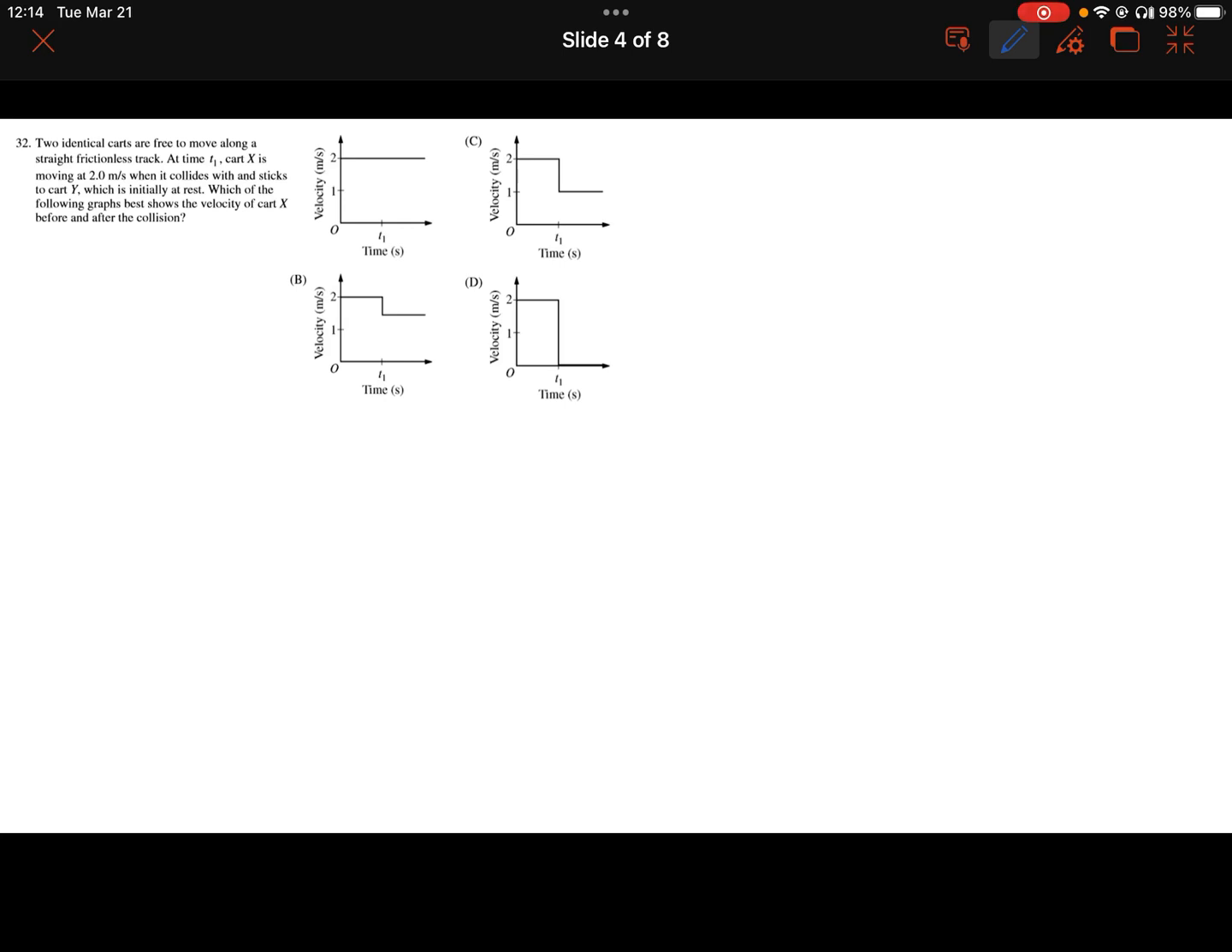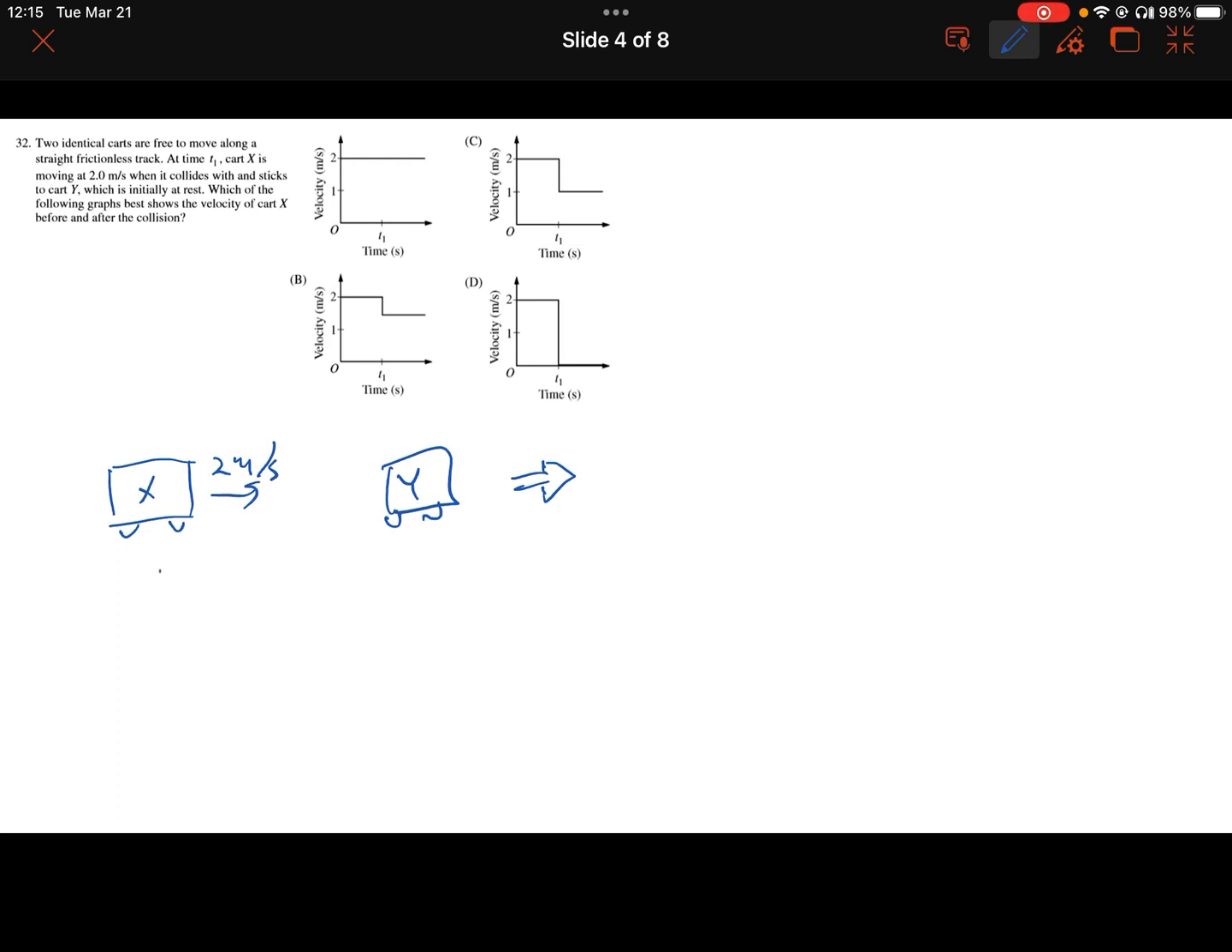Cart Y would have a momentum of 0, and we could actually solve for some numbers and determine the velocity that way. But again, it's easier to just think about this qualitatively. So if this is my cart X, it's moving at 2 meters per second. Cart Y isn't moving at all. After the collision, what's going to happen?